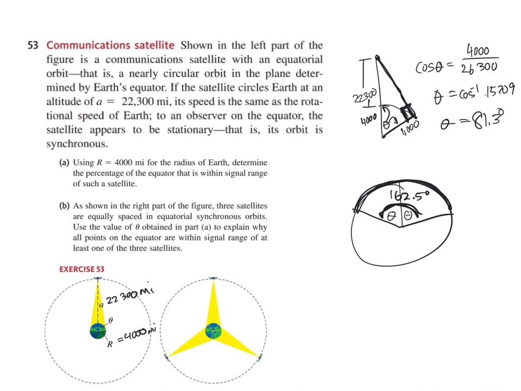So what percentage of the circle is that? Of the whole Earth, I know it says the percentage of the equator, but of the whole Earth, two-dimensionally, this is 360 degrees. If we take 162.5 divided by 360, that would give you a percentage of how much of this arc is being used. So that's 45% of the arc, okay?